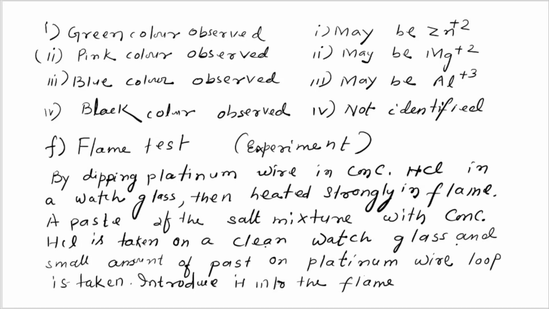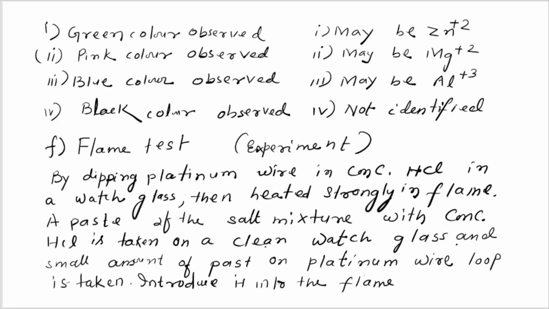And after that you will see flame test. I told also flame test is very important by its color of the flame. That means here what to do: you will take platinum wire and dip in concentrated hydrochloric acid, then heat strongly. Again you heat, again you touch the concentrated HCl. Then it will clean. A paste of the salt with concentrated HCl is made.